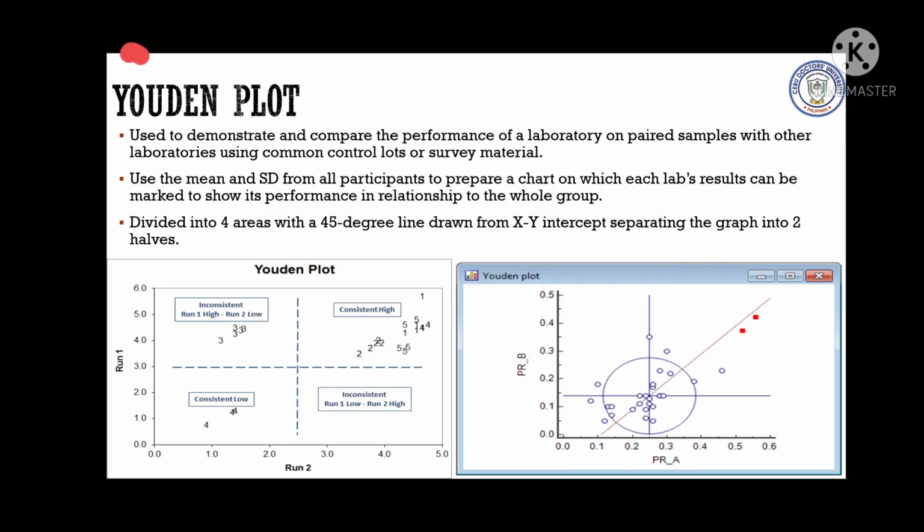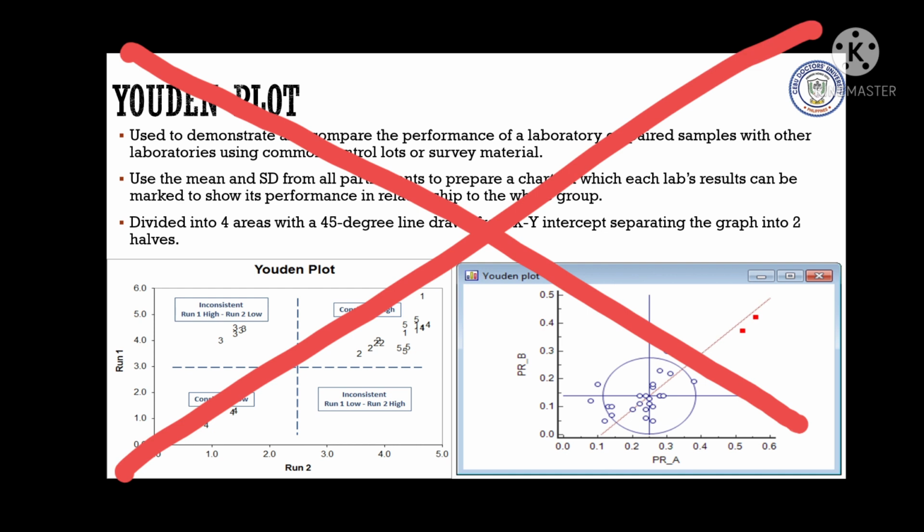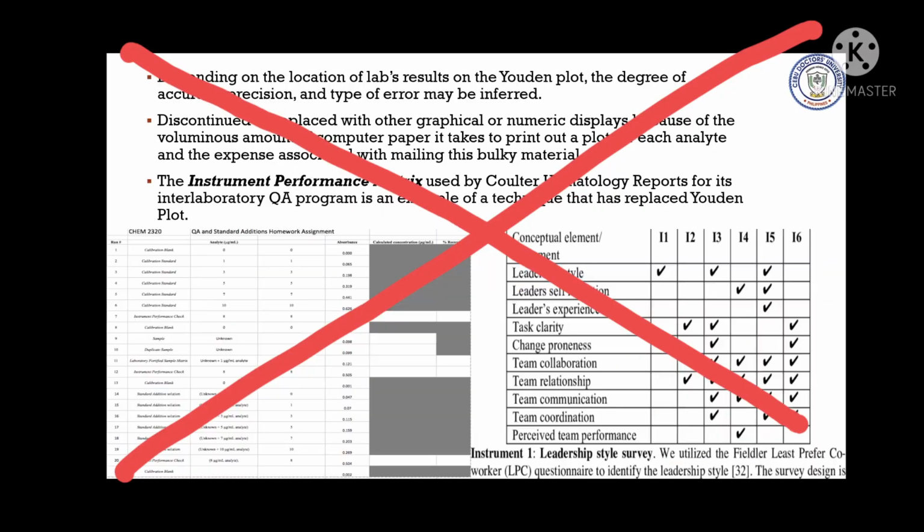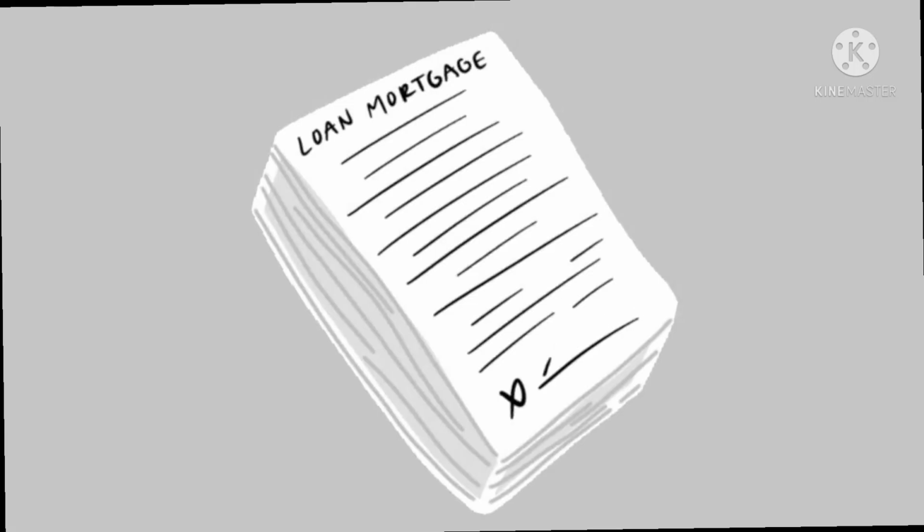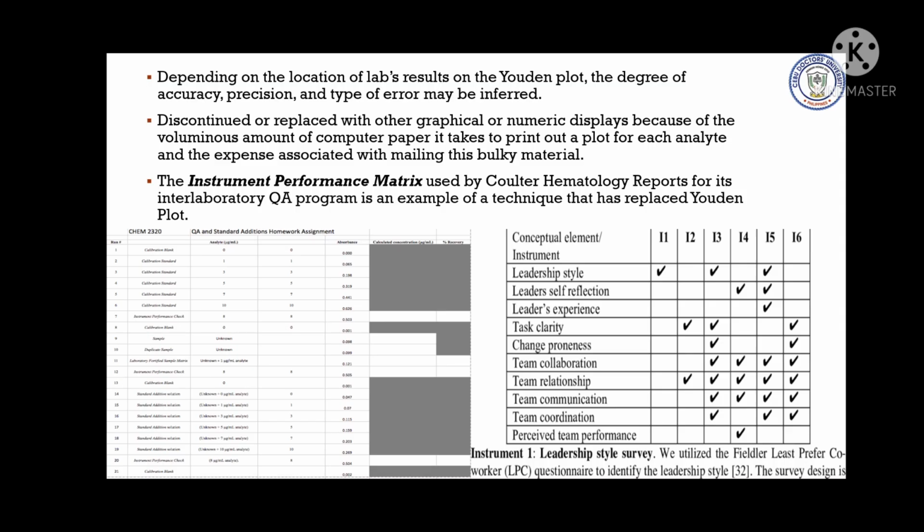Youden plots are now frequently being discontinued or replaced with other graphical or numerical displays because of the voluminous amount of computer paper it takes to print out a plot for each analyte and the expense associated with mailing this bulky material. The instrument performance matrix used by Coulter Hematology Reports for its interlaboratory quality assurance program is an example of a technique that has replaced Youden plots.